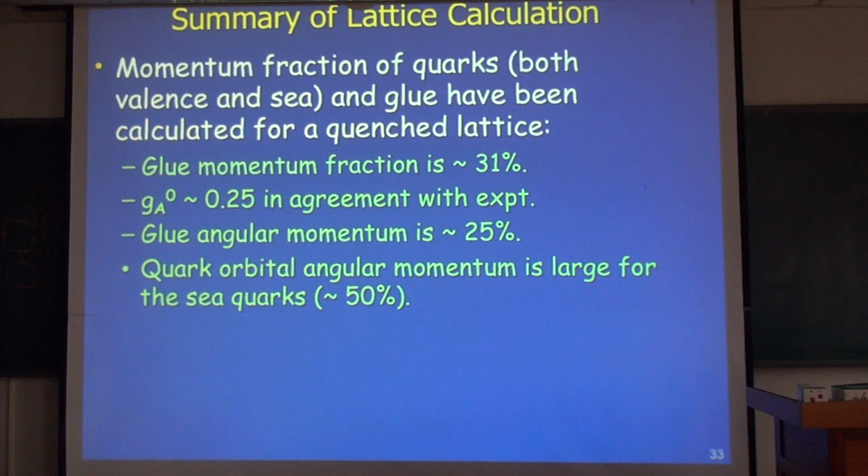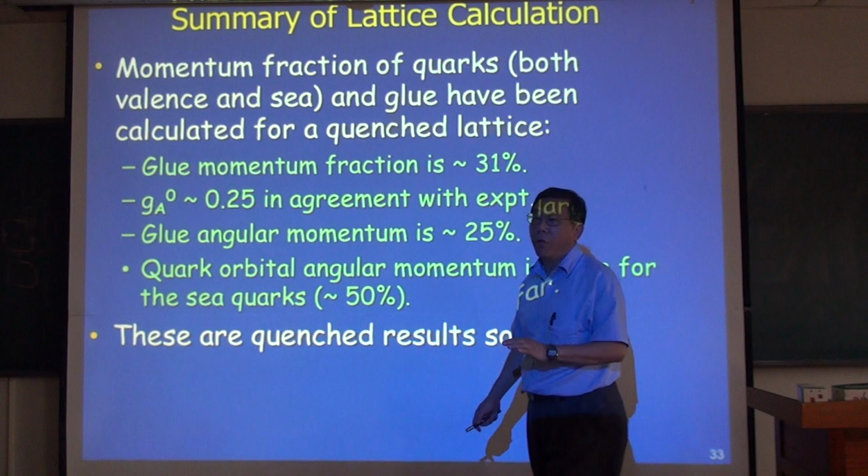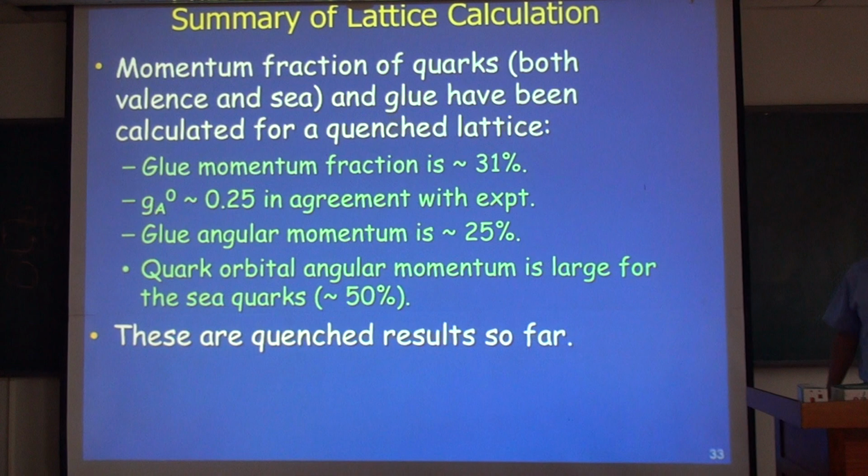All right? So let me remind you, these are the quenched results so far. We need to move on to dynamical fermions and large lattices to get more quantitative. Here it is qualitative or semi-qualitative at most.